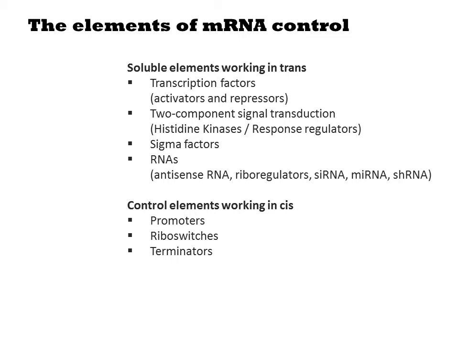A trans element is a separate gene that encodes a protein or RNA that is produced normally. The product of that gene binds to the promoter or mRNA, forms a complex, and changes its mRNA concentrations as a result. Cis elements are the things necessarily on the same DNA as the gene being regulated. Promoters are upstream of the transcribed sequences and define the start of that sequence. Terminators define the end of the mRNA, and riboswitches exist within the mRNA molecule.